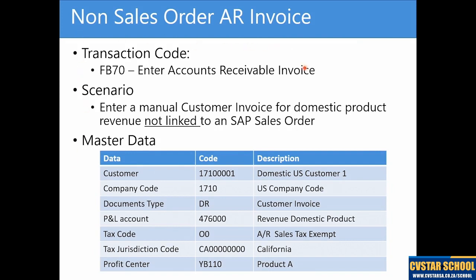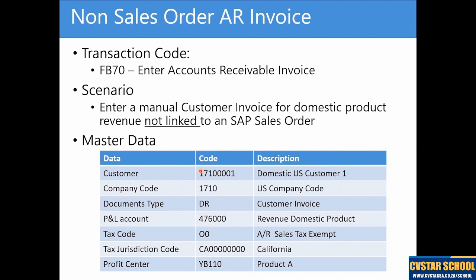Right, so for this first lesson, we're going to cover entering a manual invoice, or what I'm calling a non-sales order AR invoice. The transaction code here is FB70, and this is to create these invoices standalone, no reference to any logistics or sales order document. So the scenario here is you've got a manual invoice to enter for domestic product revenue, no link to a sales order. That's the main clue here.